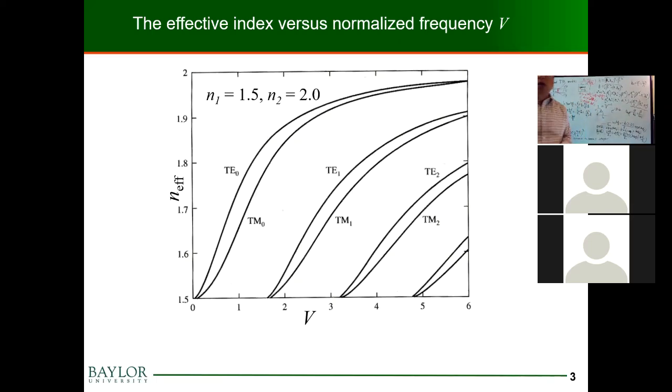Now we will take this capital V and find the effective index. We plot the effective index as a function of capital V, using N2 is 2, N1 is 1.5. Now we can find the TE and TM modes. Remember, last class we found the solution for the TE. This class, we found the solution for the TM. The difference is only N2 square over N1 square.